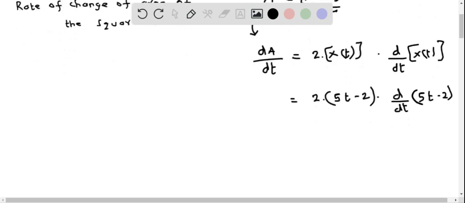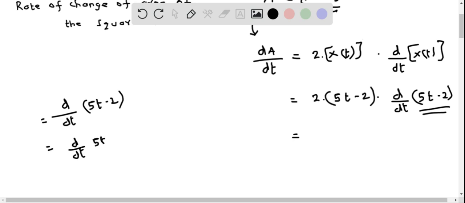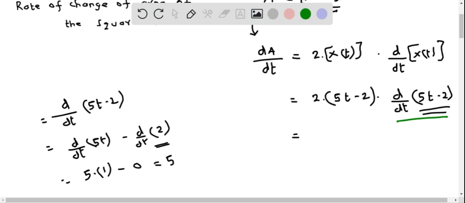We then find the derivative of 5t minus 2. This could be split into two derivatives: d by dt of 5t minus d by dt of the constant 2. The derivative of 5t equals 5 times the derivative of t, which is just 1, and 2 is a constant, so its derivative is 0. So finally we get 5 times 1, which is 5. The derivative of 5t minus 2 is 5.